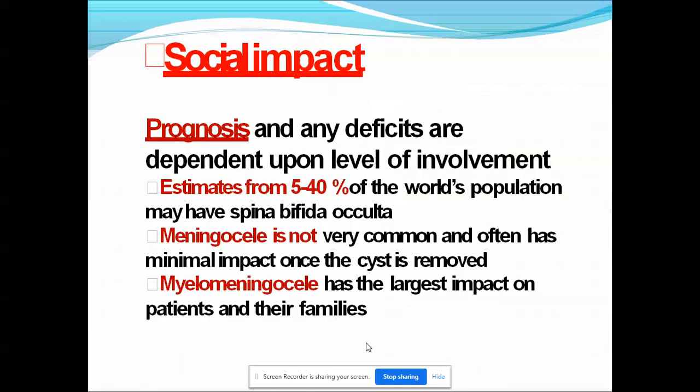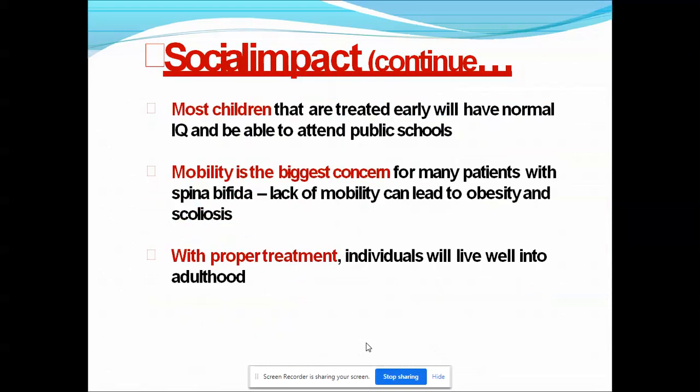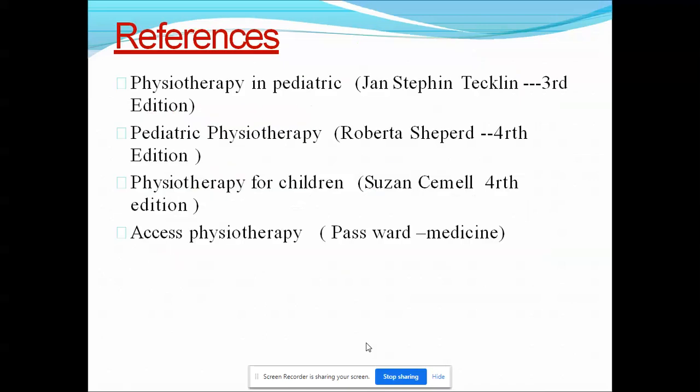Social impact, okay, so prognosis and any deficits are dependent on the level of involvement. Next is, all this is not important. So with proper treatment, individuals will live well into adulthood.